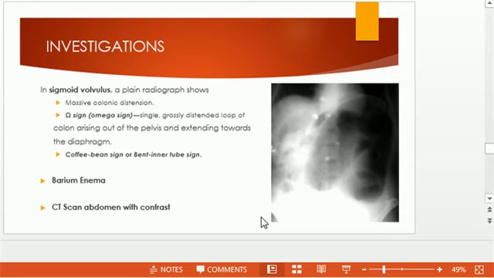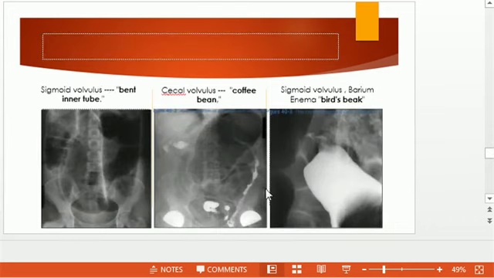Barium enema again will be helpful for sigmoid volvulus. CT scan abdomen with contrast is also done for sigmoid volvulus when you are suspecting it on plain X-ray abdomen. Here are a few contrast and plain X-rays. This is sigmoid volvulus, a bent inner tube. Here in cecal volvulus, you can see a coffee bean type appearance, a huge loop of it.